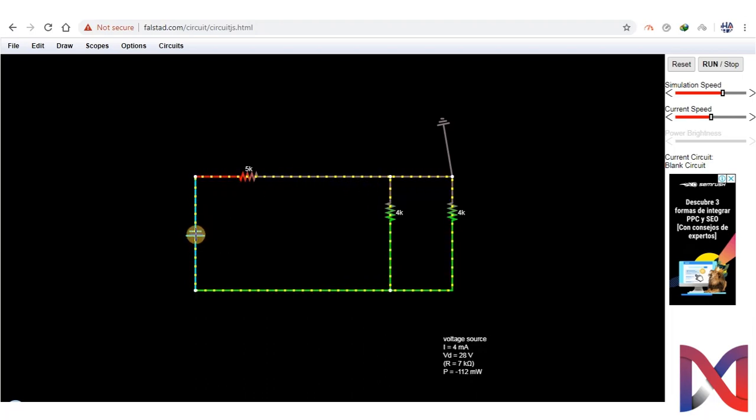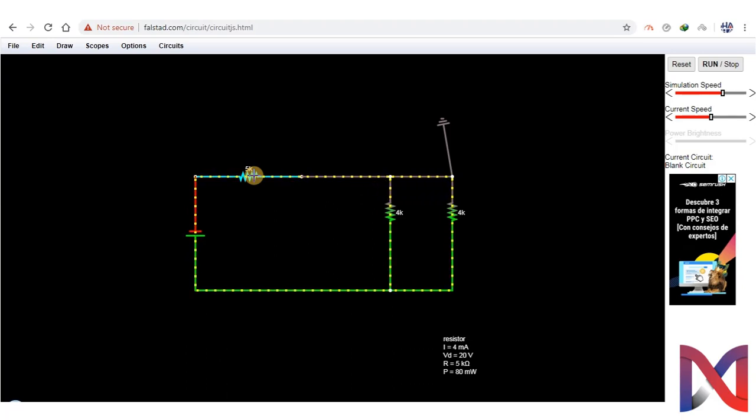Now we come here. When we click here, we get our total current as 4 milliampere, which is the same. When we come to the first resistor, we get a current of 2 milliampere, and the next one also has 2 milliampere, and a voltage drop of 8 volts. And when we come here, we have 4 milliampere as current and a voltage of 20 volts.